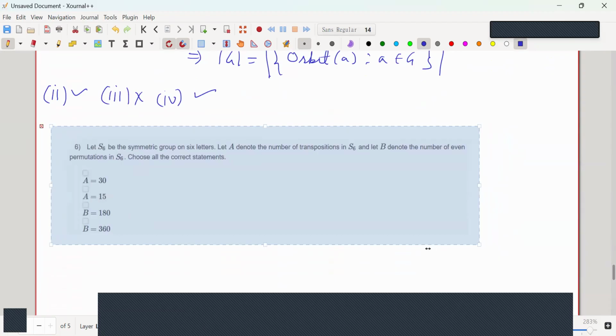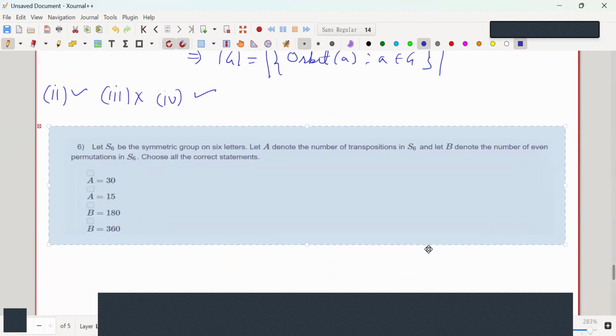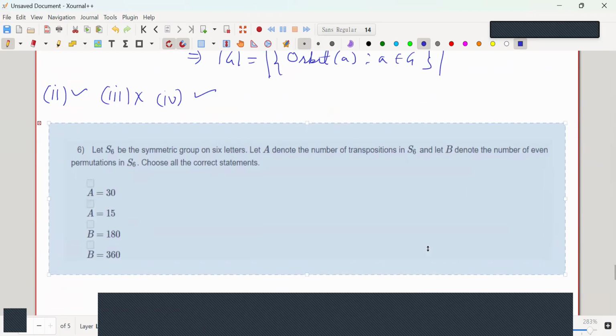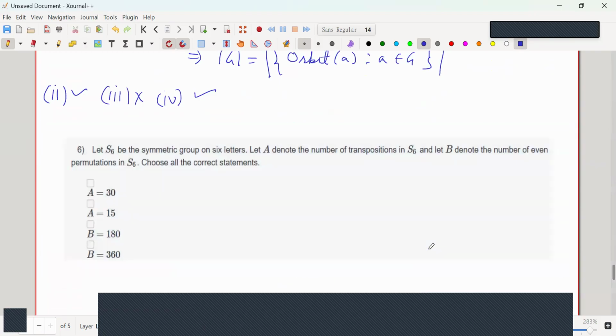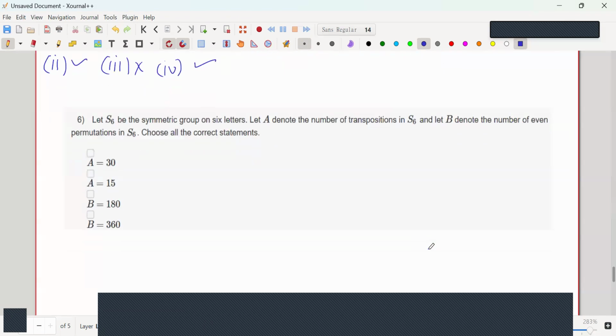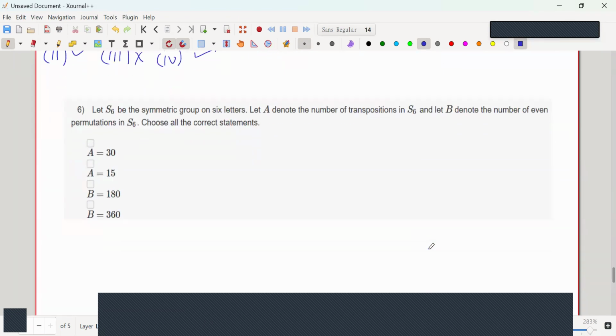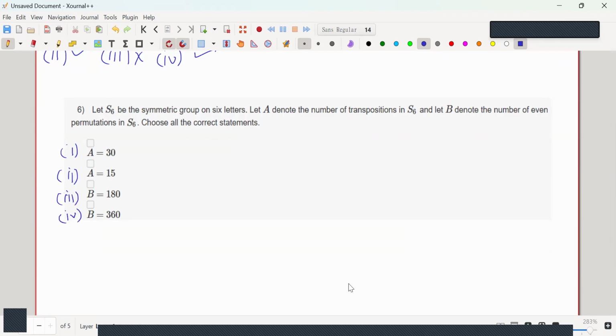Let S6 denote the symmetric group on 6 letters. Let A denote the number of transpositions in S6, and B denote the number of even permutations in S6. Choose all the correct statements. So the number of transpositions in S6, how many are there? A is 15 and B is 360. Why?